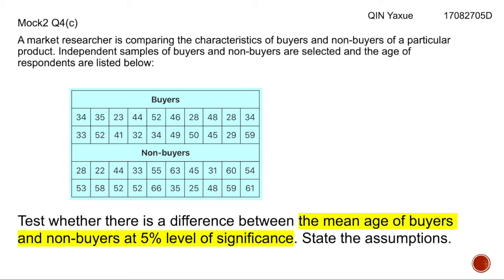Today I'm going to solve the question Mock 2 Q4C. Let's look at the question first. A marketing researcher is comparing the characteristics of buyers and non-buyers of a particular product. Independent samples of buyers and non-buyers are selected, and the ages of respondents are listed below. The question asks us to test whether there is a difference between the mean age of buyers and non-buyers at 5% level of significance.